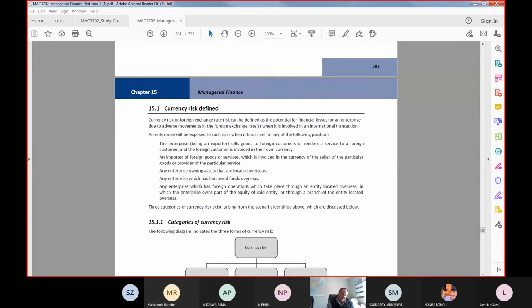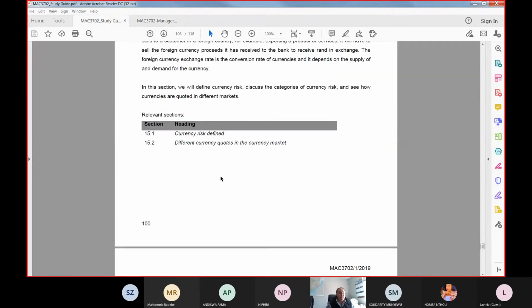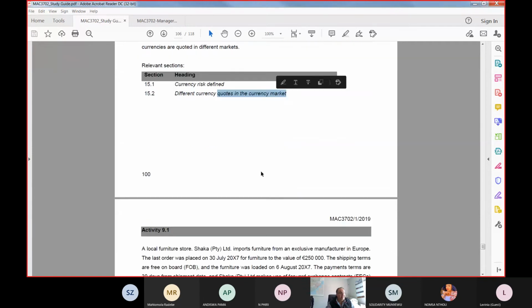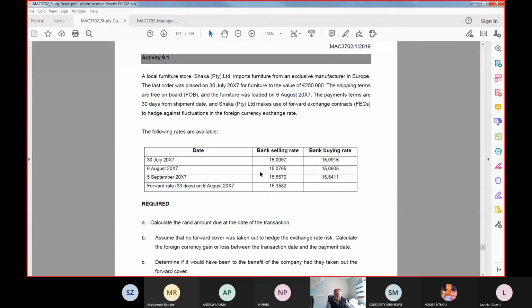So if we go to that chapter, financial ratio, we're going to be talking about the different currency quotations in currency markets, which is basically this here. Now, you have heard of financial losses, financial risk, and FECs, a spot rate included. I'm going to read the question to you. You have done a similar question in 260102. Now you're going to do this in 3702. It goes as follows. A local furniture store, Shaka Pty Ltd, imports furniture from an exclusive manufacturer in Europe.